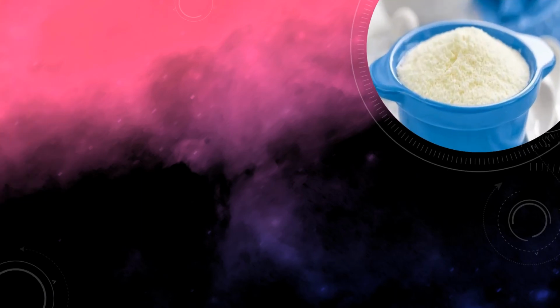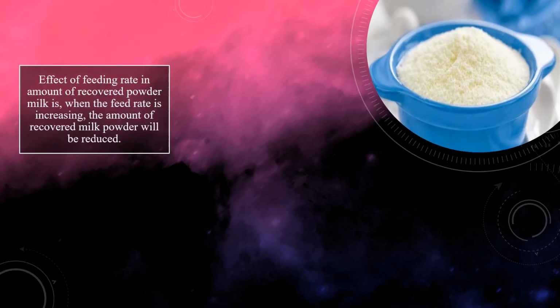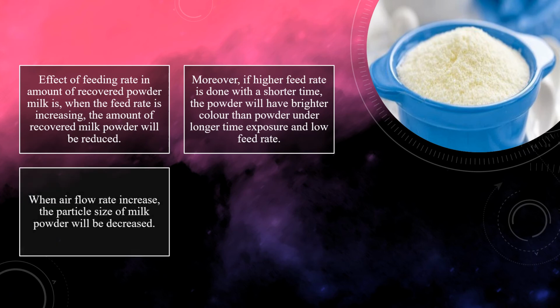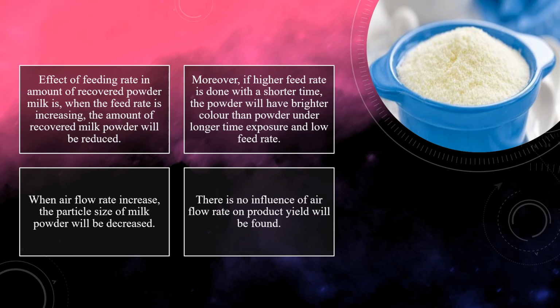This is the expected product from this experiment, and it is expected that regarding the effect of feed rate on the amount of recovered milk powder, when the feed rate increases, the amount of recovered milk powder will be reduced. Then, if a higher feed rate is used with a shorter time, the powder will have a brighter color than powder under longer time exposure and lower feed rate. Next, when air flow rate increases, the particle size of milk powder will decrease. Finally, it is expected that no influence of air flow rate on product yield will be found.